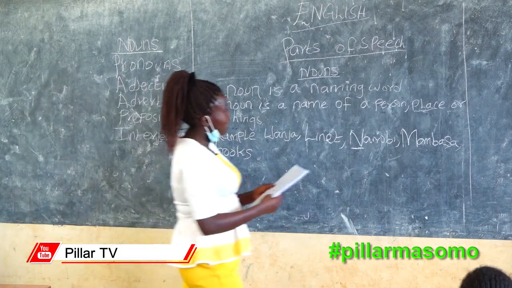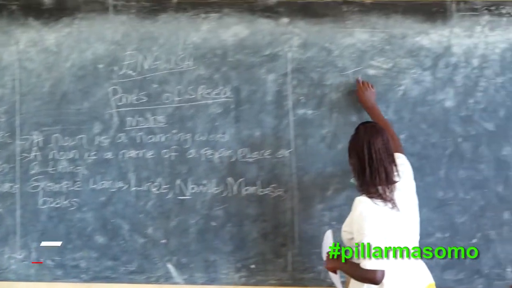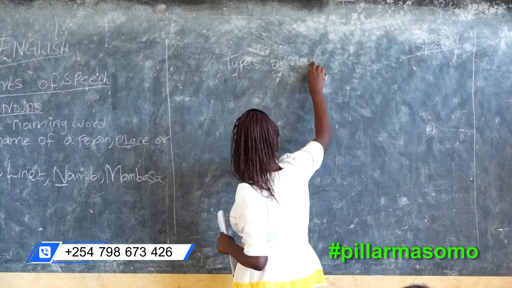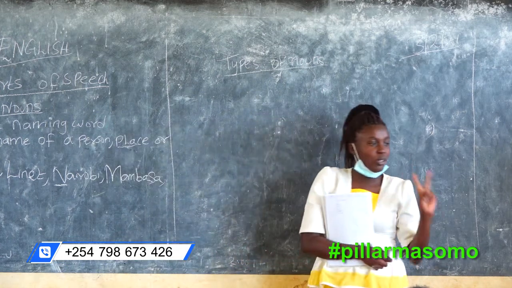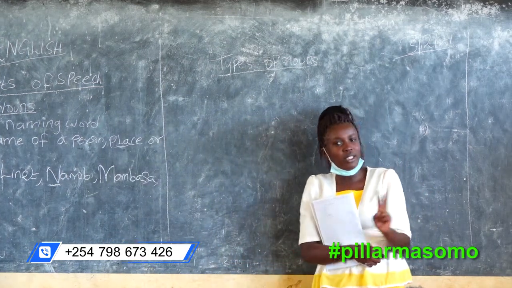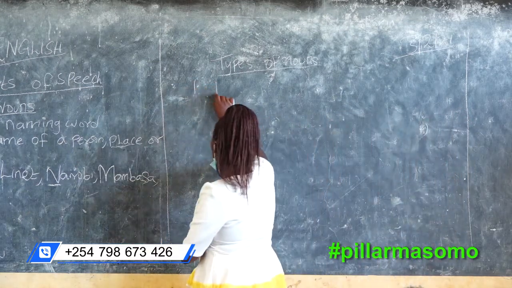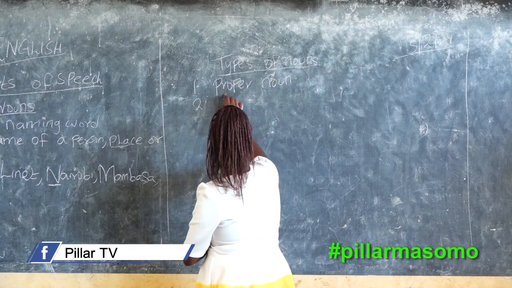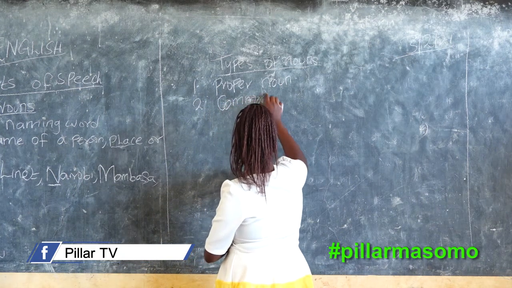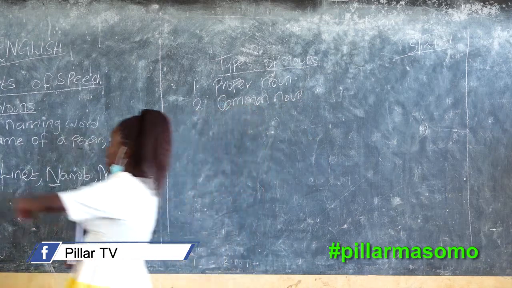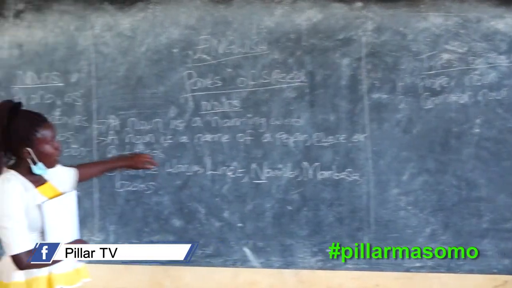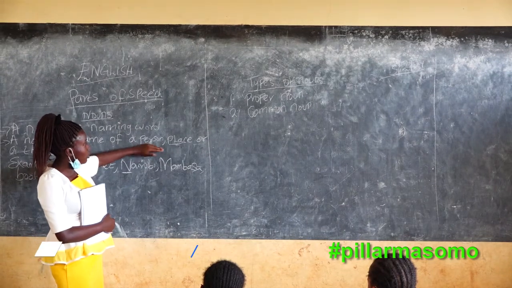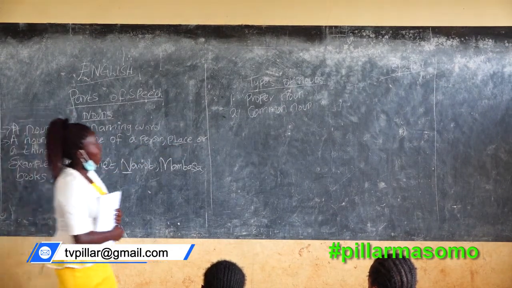So, let's learn about types of nouns. For now, we shall learn 2 types of nouns: a proper noun and a common noun. One, a proper noun. Two, a common noun. Because we have said a noun is the name of a person, place, or a thing, in these 2 types of nouns we shall categorize where a person, a place, or a thing belongs. So let's start with a proper noun.